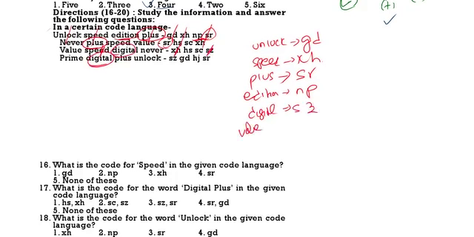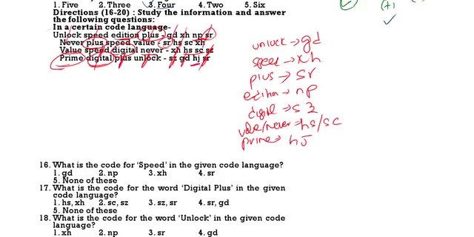Then value or never, these are not repeated, no? Value, never: HS or SC. Then last: digital already SZ, plus already SR, unlock already GD. We are left out with HJ, prime. So prime means HJ. So these are the codes we are having.